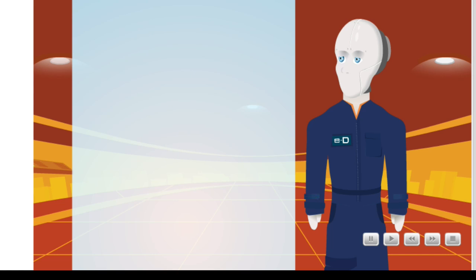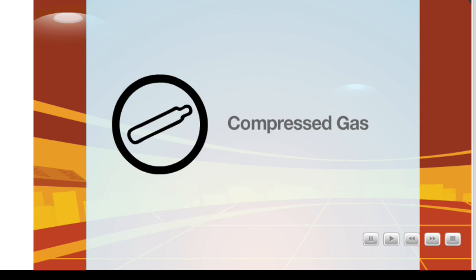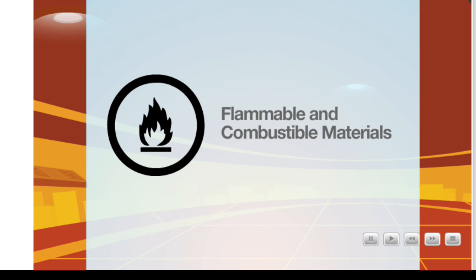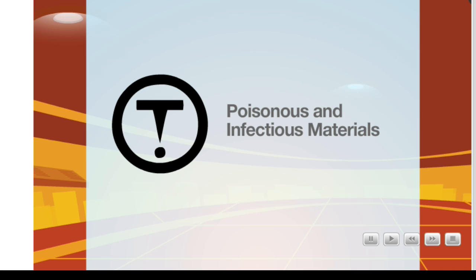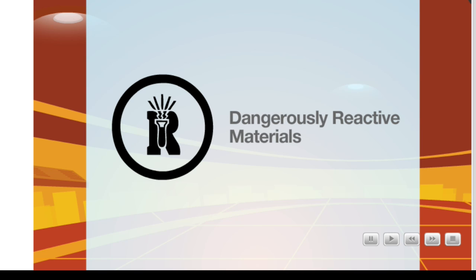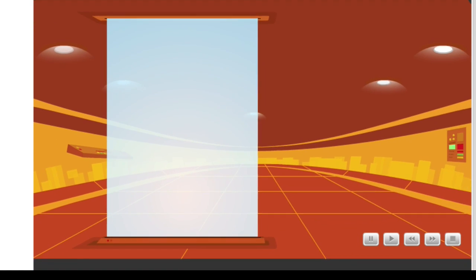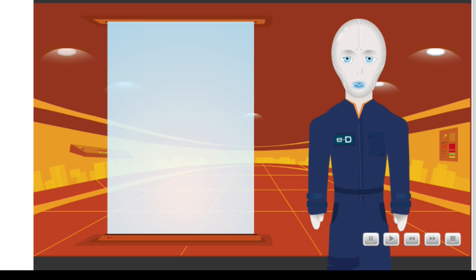Under WHMIS, hazardous materials are referred to as controlled products and divided into 6 classes. Compressed gas, flammable and combustible materials, oxidizing materials, poisonous and infectious materials, corrosive materials, and dangerously reactive materials. There are also subclasses that cover things like materials causing toxic effects and biohazardous infectious materials.